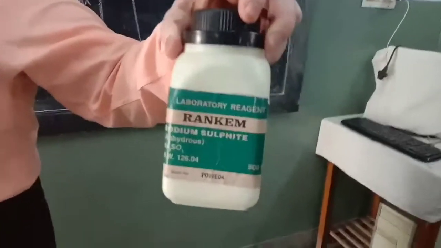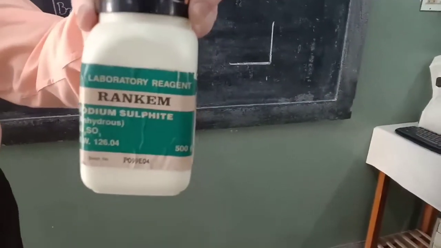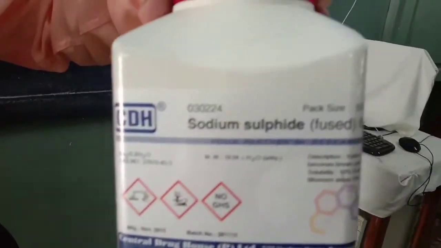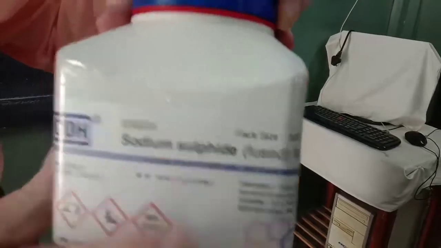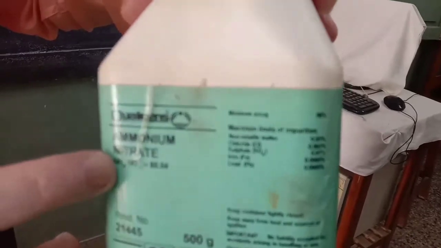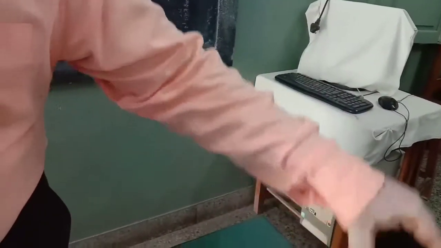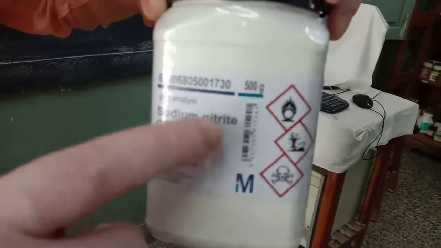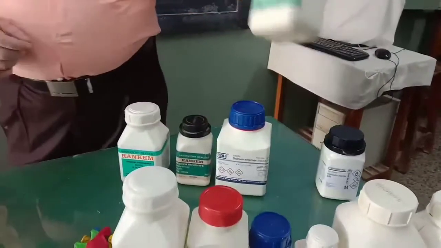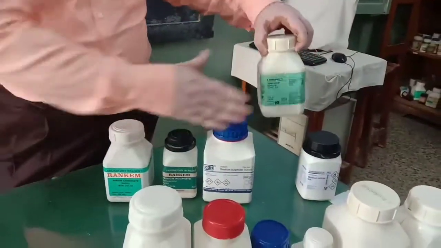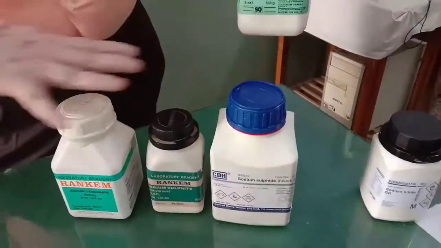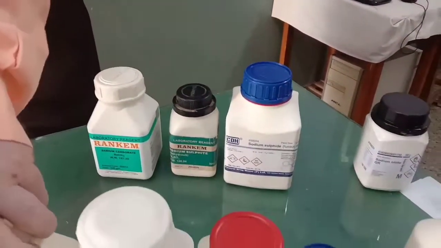Sodium sulfite salt containing sulfite anion. Sodium sulfide containing sulfide anion. Ammonium nitrate containing nitrate anion. And sodium nitrite containing nitrite anion. Now, this nitrate is in this group, but just to make you understand, I will change its group from the dilute sulfuric acid group to the concentrated sulfuric acid group.